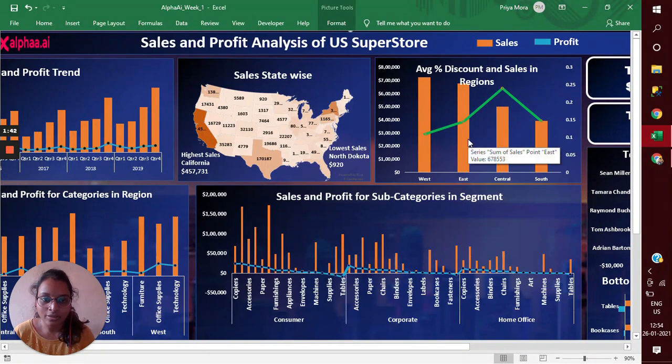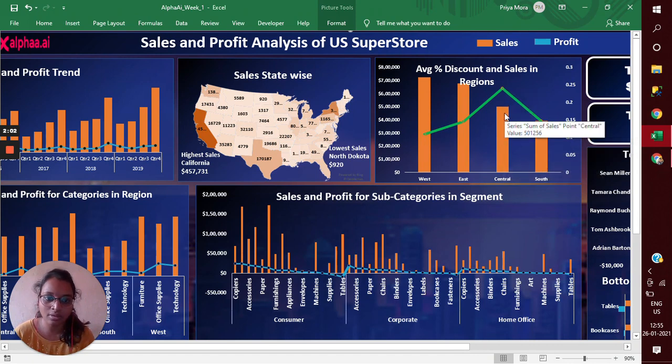From this graph, we can analyze sales region-wise and the average percent discount provided in each region. We can see that West is performing very well at sales, which is quite the opposite in the case of the South. Even though the Central has the highest discount provided, the sales are not as good as those of the West. In the South region, to increase the sales, we can increase the percentage discount to attract the customers.